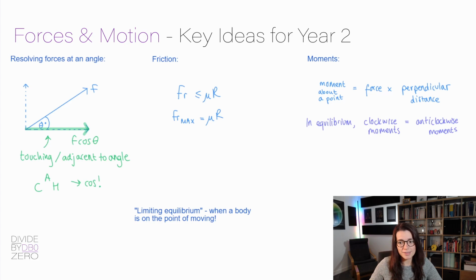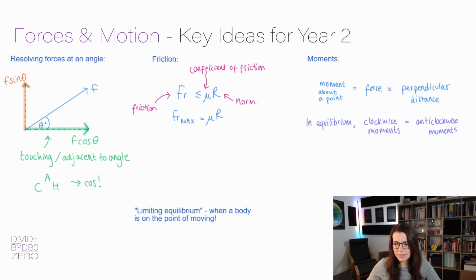If that component is cos, then the other component will be F sine theta. Again, you can do that with a right angle triangle and using trigonometry, but it's quicker just to remember the trick. Moving on to friction, FR here stands for friction. And generally, FR is always less than or equal to mu R, where mu is the coefficient of friction, and R is your normal reaction force. Because friction is always less than or equal to mu R, we could consider the maximum friction as being equal to mu R. And most of the time, we'll use this in calculations.